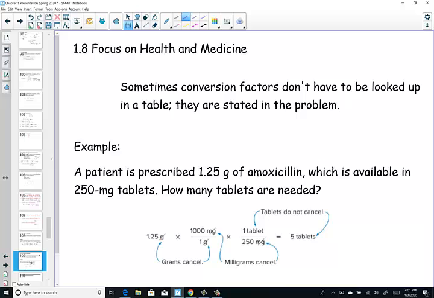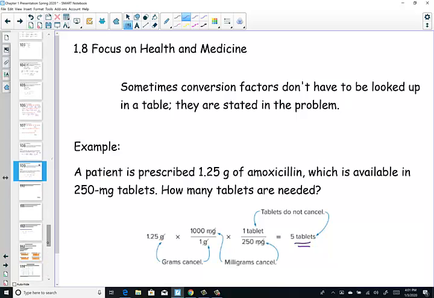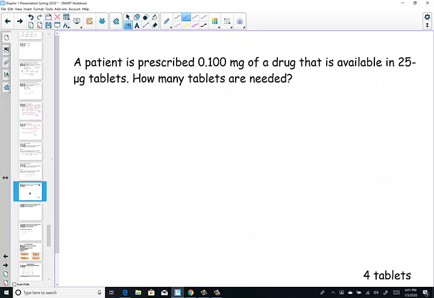Sometimes they're stated right in the problem. As we've said, we found 5 tablets there. Good work. How about another?